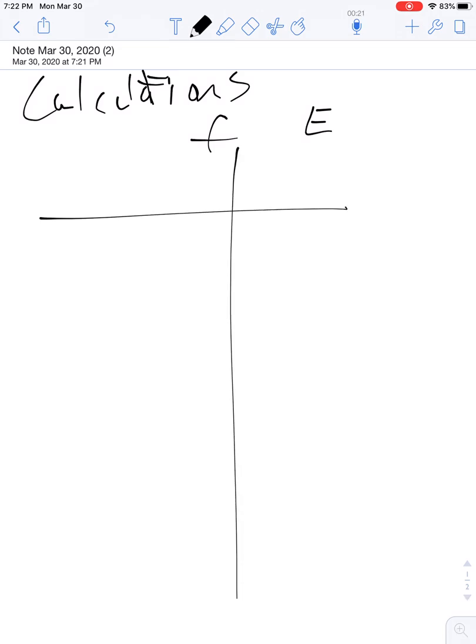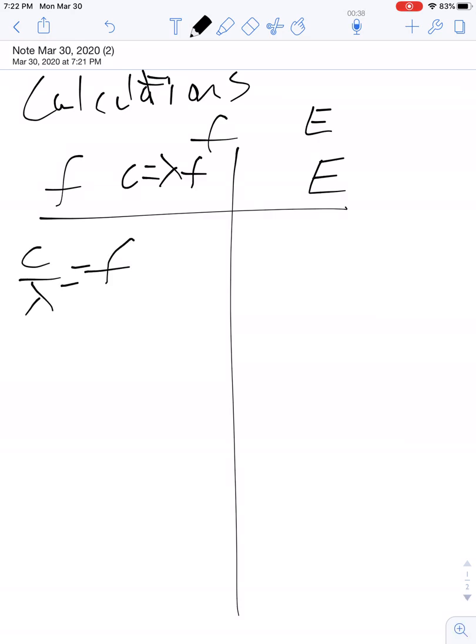And what I would do is I would create a table, one where you calculate the frequency, one where you calculate the energy. Now the equation we're going to use to calculate frequency is that one. So to solve for frequency, we got to do some algebra. So we have to divide by the wavelength. Now from page 1, you have the wavelengths there. You might have a wavelength of 4.10.